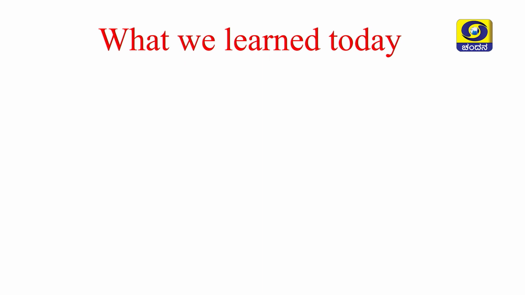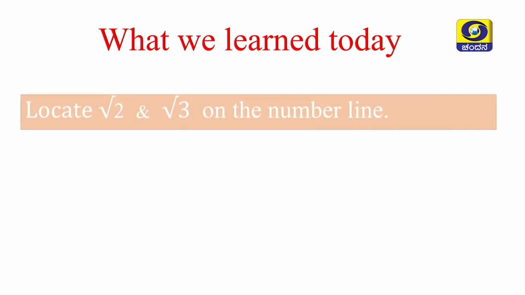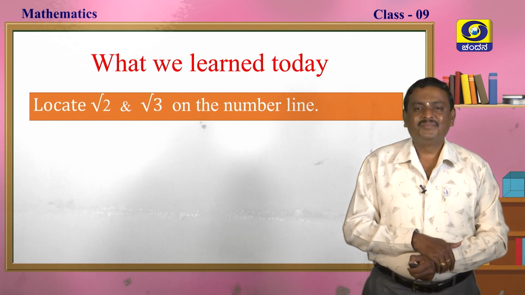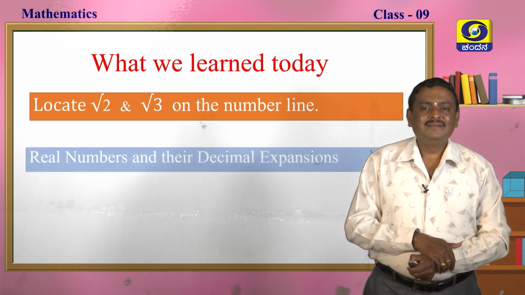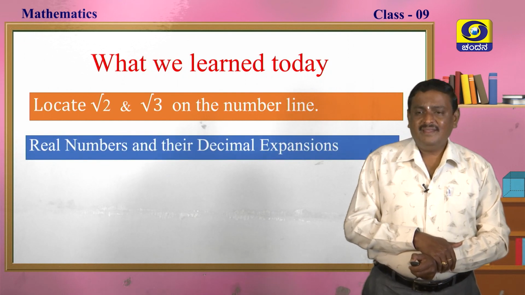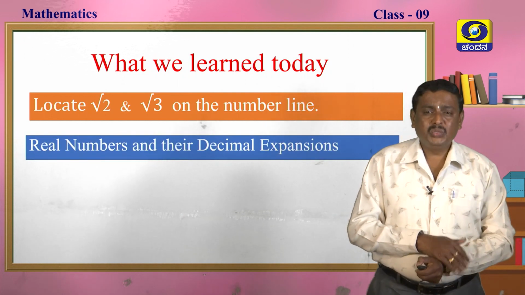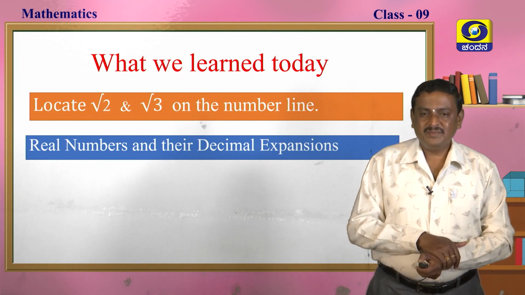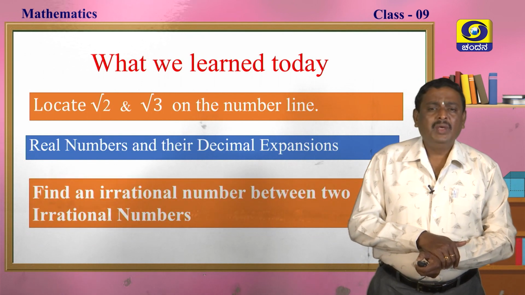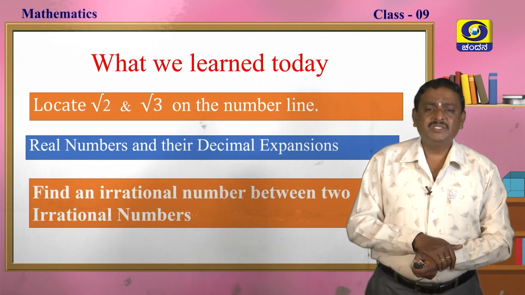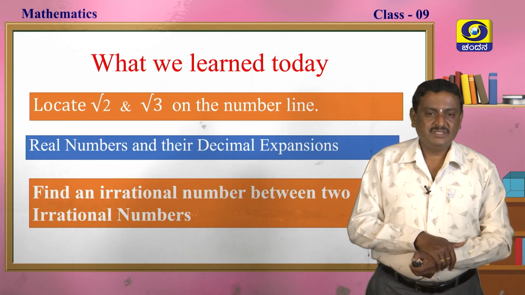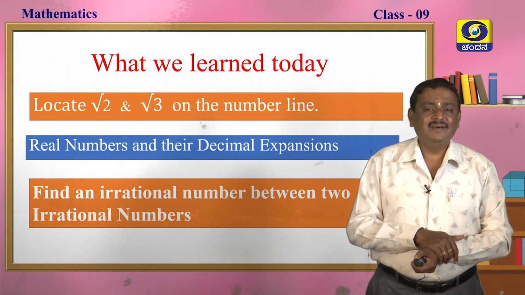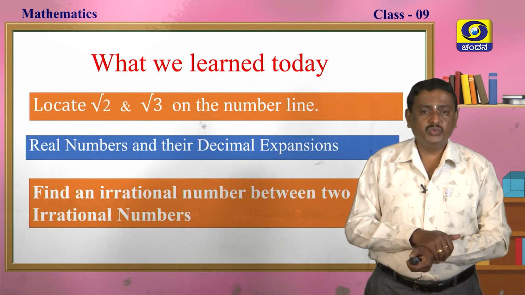So, what we learned today? We located root 2 and root 3 on a number line, we located real numbers and their decimal expansions. Through many examples, we know about real numbers and their decimal expansions, and we found the irrational numbers between two numbers. There are a lot of irrational numbers between any two numbers. We found the irrational numbers between those two, my dear students.